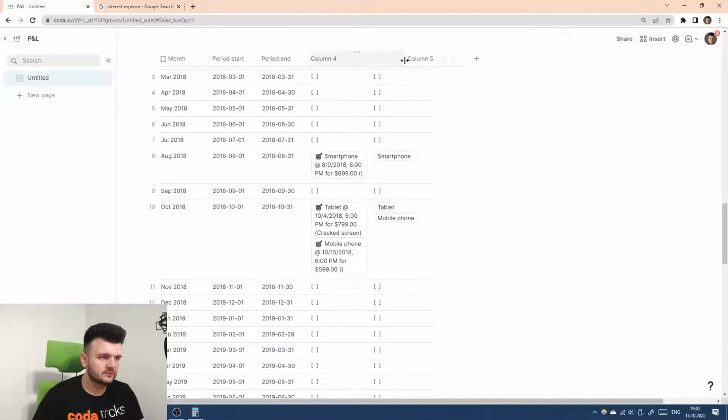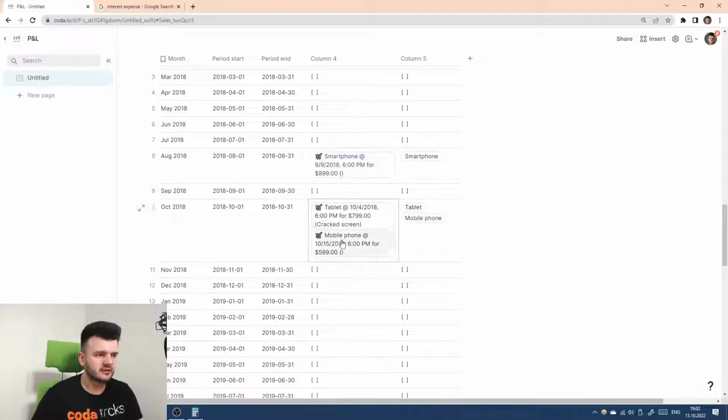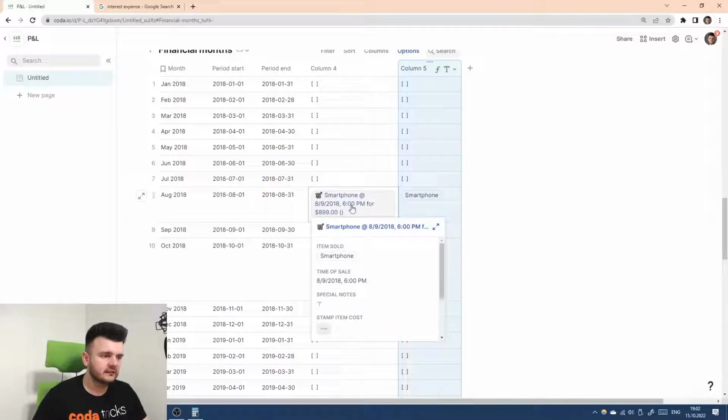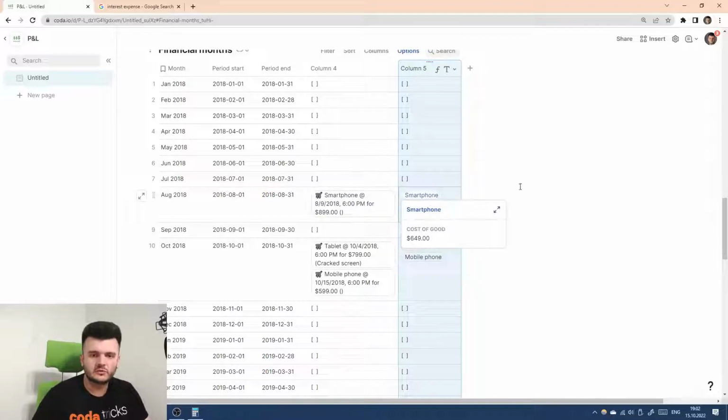And now you cannot mix the two together. So these are the sales and these are the products, right? Now you can tell apart that this is a sale and this is a product without even looking into the pop-up. You just know that, okay, these are different things you're looking at.